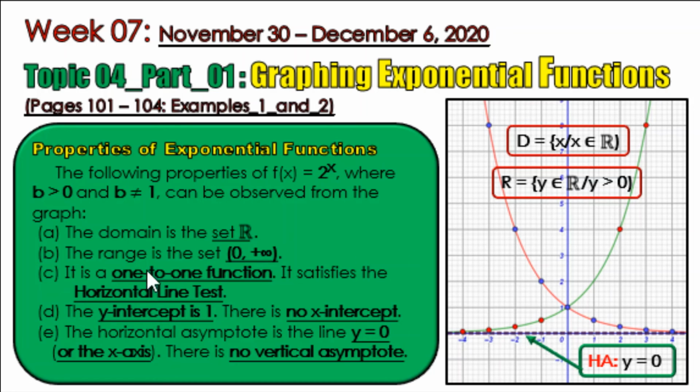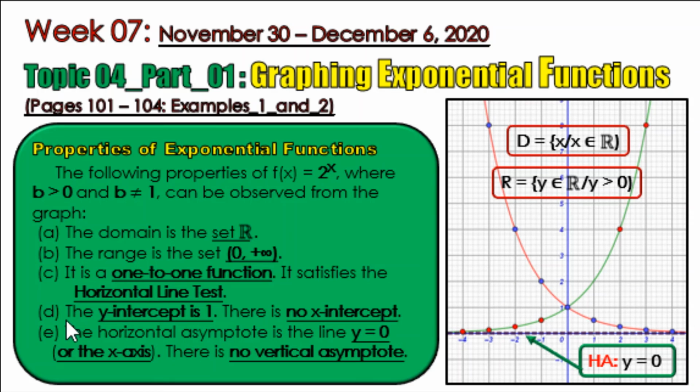Letter C, it is a one-to-one function. So it satisfies the horizontal line test. So in your previous modules, it was discussed that a one-to-one function satisfies the horizontal line test. So what does it mean when we say horizontal line test? If we draw any horizontal line to your graph, this horizontal line intersects your graph at exactly 1 point. So therefore, the graph of an exponential function satisfies the horizontal line test.